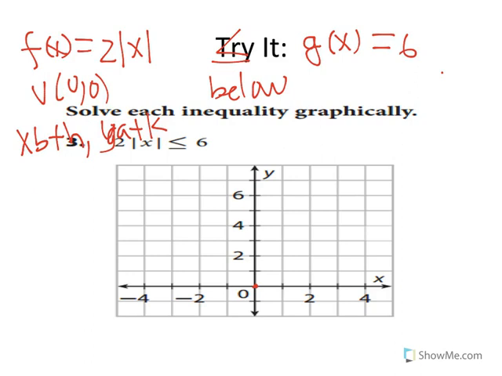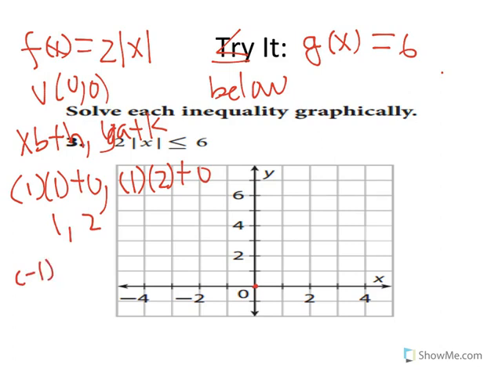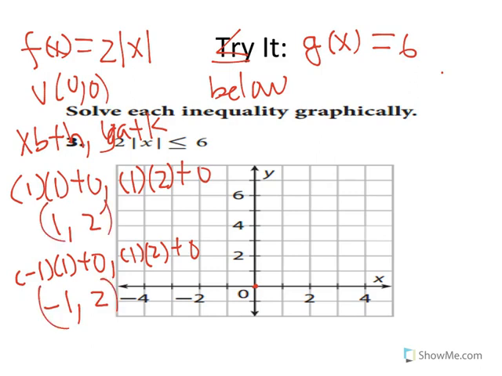Okay, I made a mistake here, so let me change that. This is 1 times 1 plus a 0 and 1 times 2 plus a 0. So we have 1, 2, and at the point we go -1 times 1 plus a 0 and 1 times 2 plus a 0. So we have point -1 and 2. So this is the 2 points we need to graph. So 1, 2, this point, and -1, 2, this point. So then this is our graph.